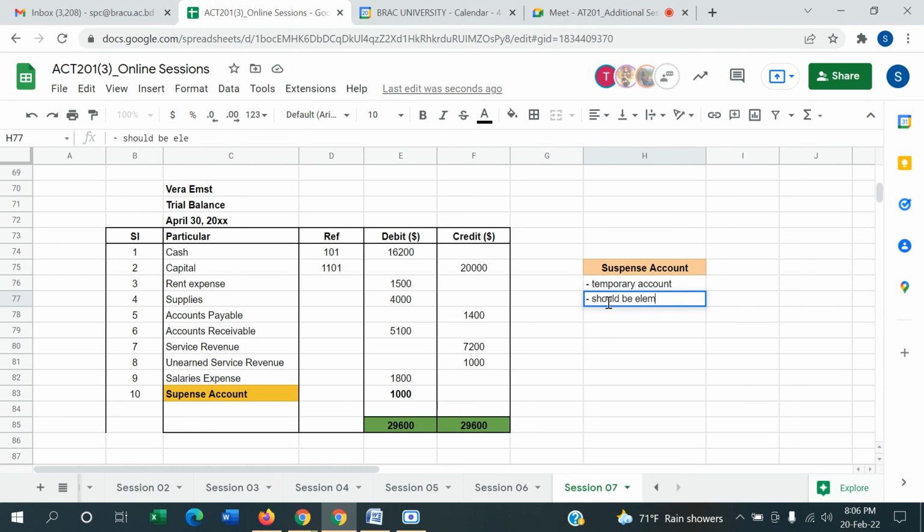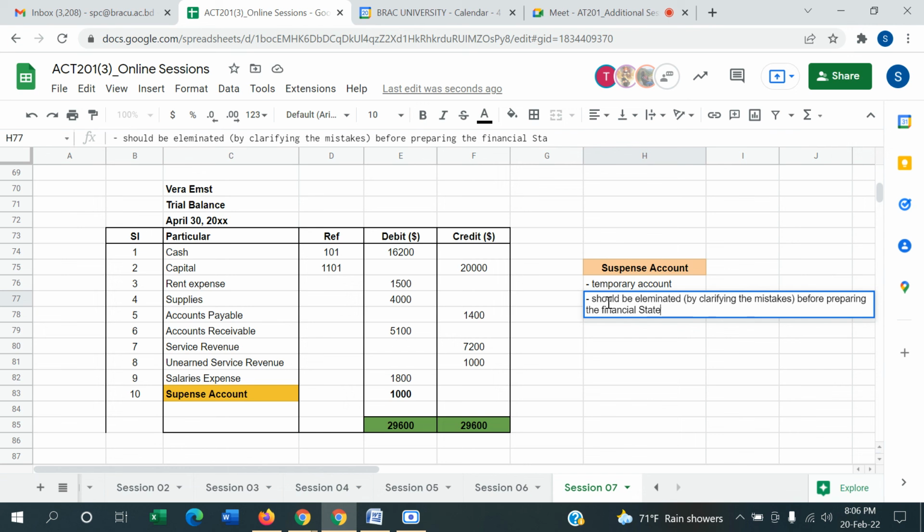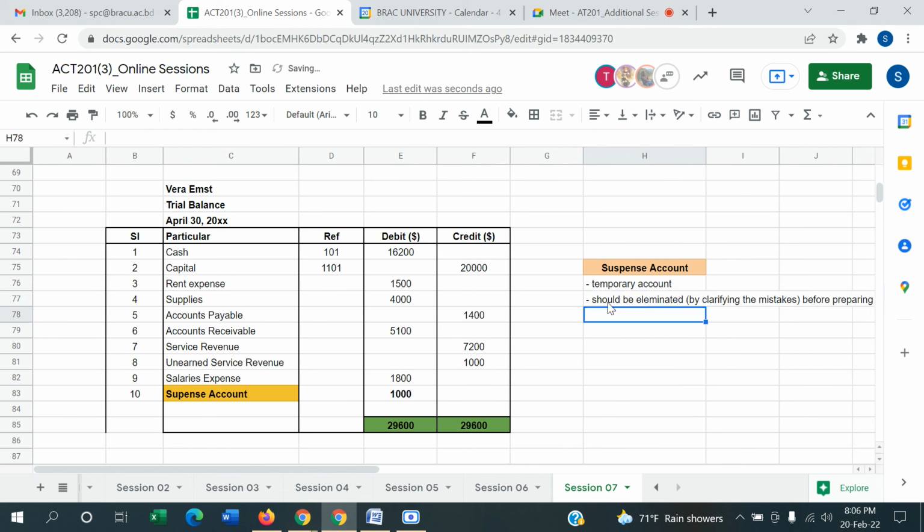eliminated by clarifying the mistakes before preparing the financial statements. That's all.